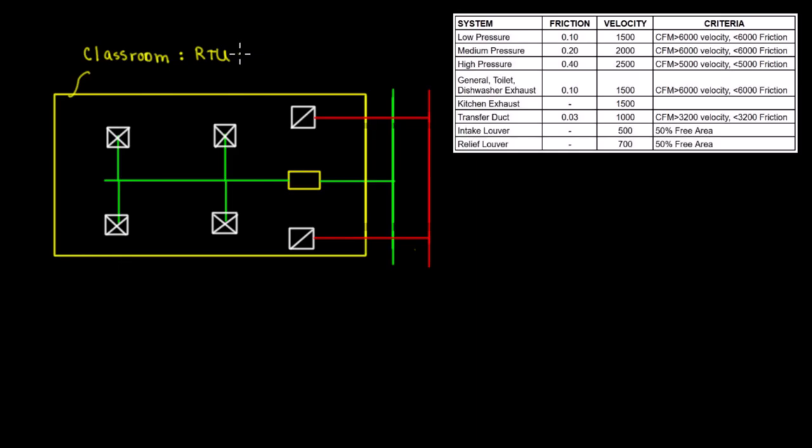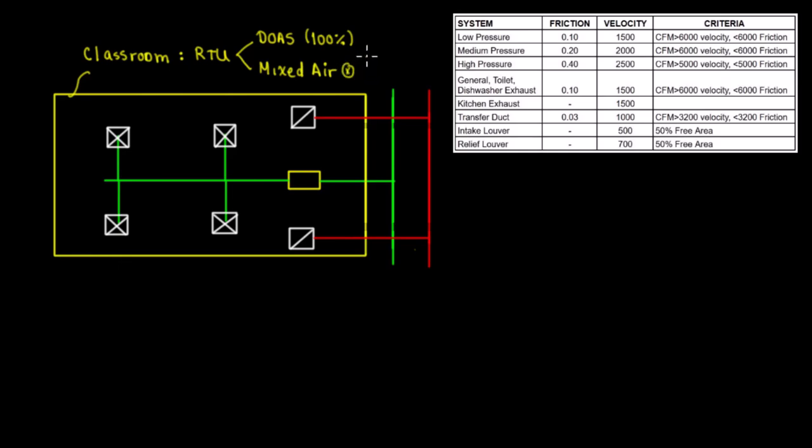This rooftop unit could be, let's put it, maybe with a DOAS, okay? But the DOAS is 100% outside air, dedicated outside air. We were explaining this in other videos. Or we have the type of mixed air system. In this case, we're going to do a mixed air system, all right?